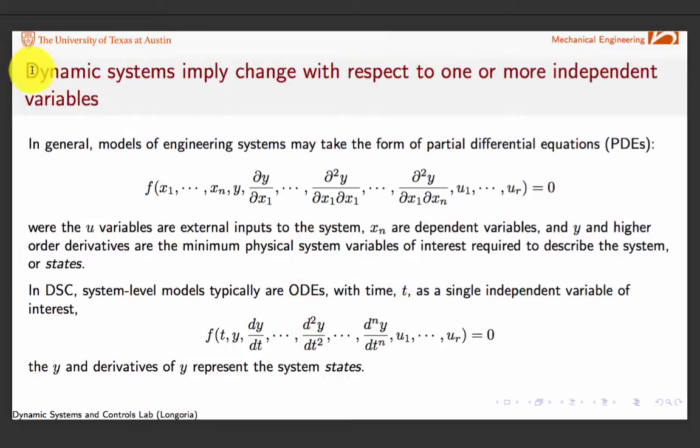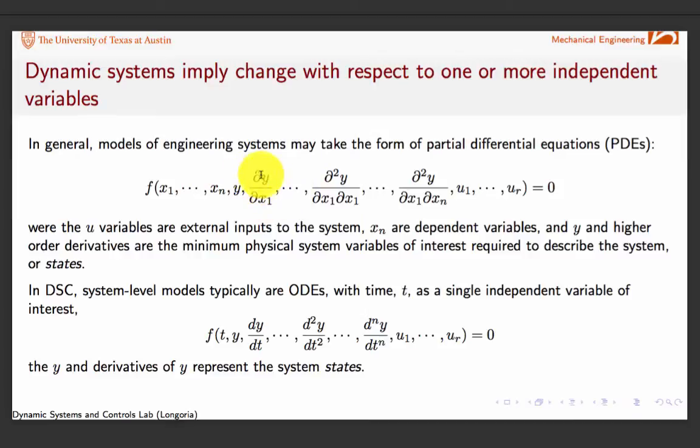As engineers, we're interested in how systems vary dynamically. So when we study dynamic systems, this implies that we're interested in how maybe one or more independent variables, and these are dynamic variables in a system, vary over time. So in general, an engineering system might have some function that relates variables such as x. Let's say let x be an independent variable, could be space or time, and then there's some variables y and higher order derivatives of y, say, and there's also some variables u that might be inputs to the system.